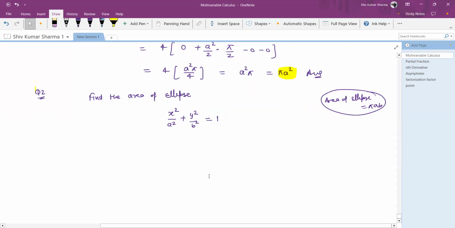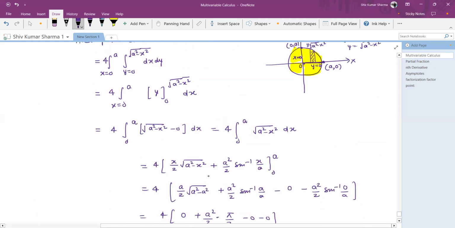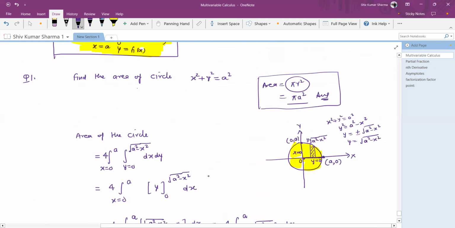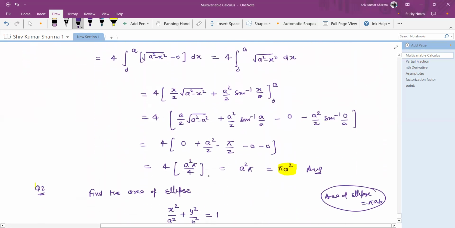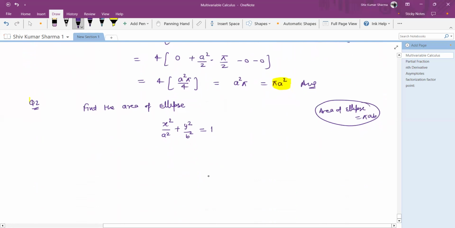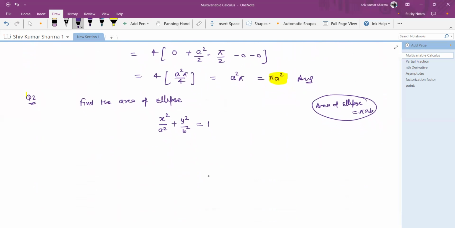So now we calculate the area. Okay, so here the curve is given. In the previous question, only the curve was given, the circle. So we obtain the limit first, then we calculate the area of the curve. Here, in the ellipse, the equation of the ellipse is given. So we calculate the area by obtaining the limit.